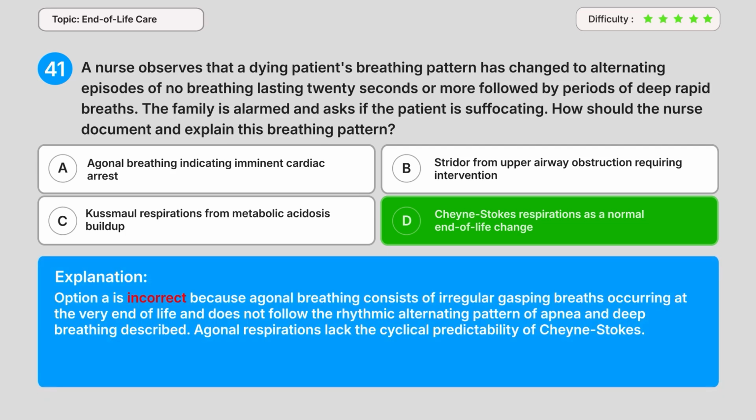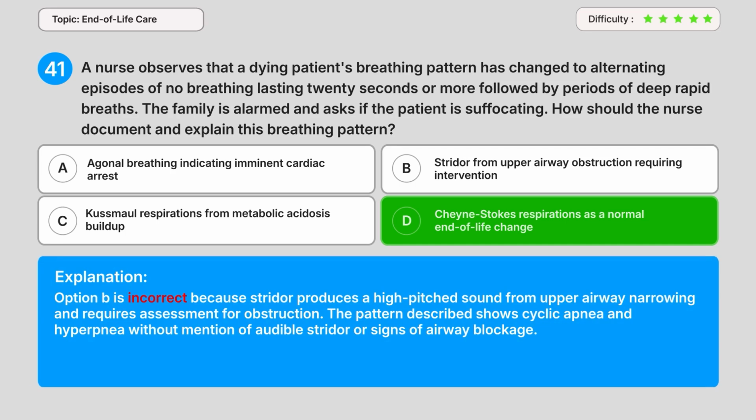Option A is incorrect because agonal breathing consists of irregular gasping breaths occurring at the very end of life and does not follow the rhythmic alternating pattern of apnea and deep breathing described. Agonal respirations lack the cyclical predictability of Cheyne-Stokes.